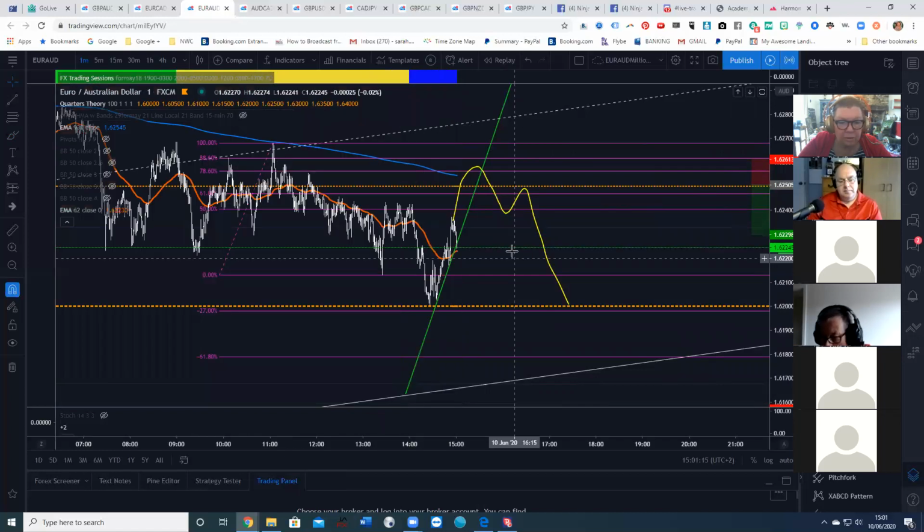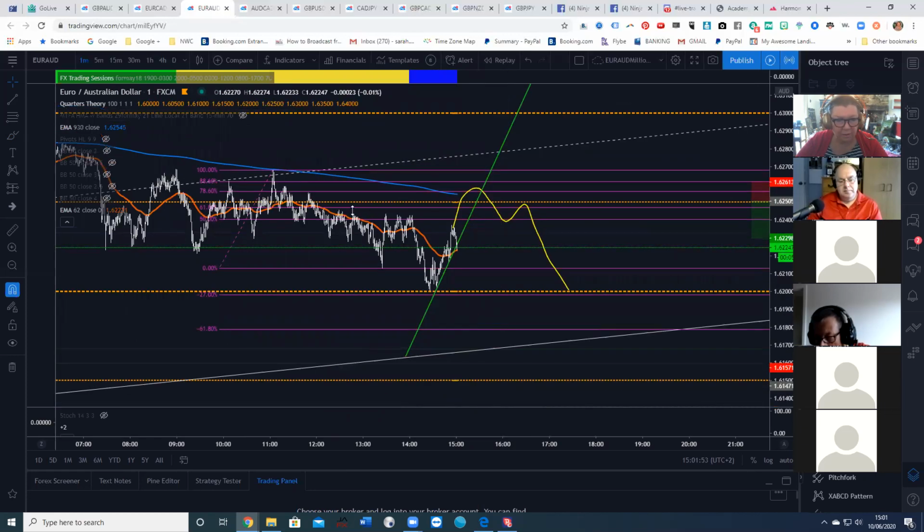So if it turns round now, then for me it's kind of in the middle of nowhere. I haven't got a strong ping point. I'd like it to be rejecting off the 61, which is the pink one there, just below the quarter theory, or the 78.86 zone, to give me the strongest chance of success, pinging down to this next level down here. So our take profit one would be at the 0, minus 27 on quarter theory, take profit 2, and then minus 61.8 down here. But it hasn't come up far enough, and it's now coming down.